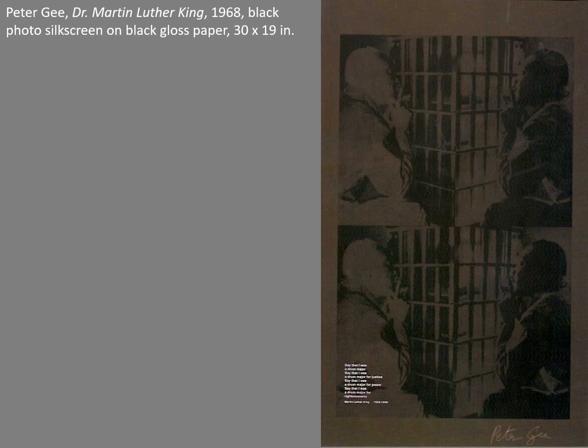The first example I have here is a poster by a British designer called Peter G. He lived in New York and was involved in the pop art movement. But after Martin Luther King Jr. was assassinated in 1968, he made this poster as a way to commemorate him.